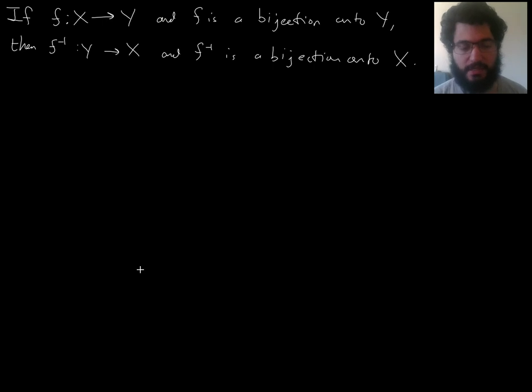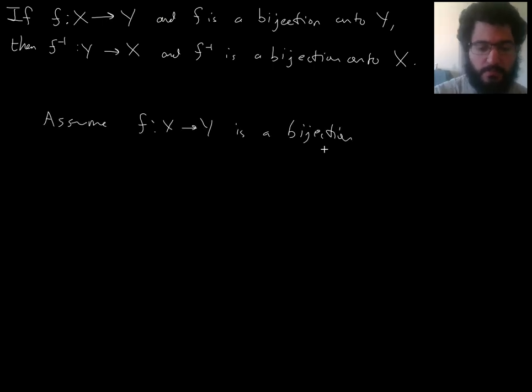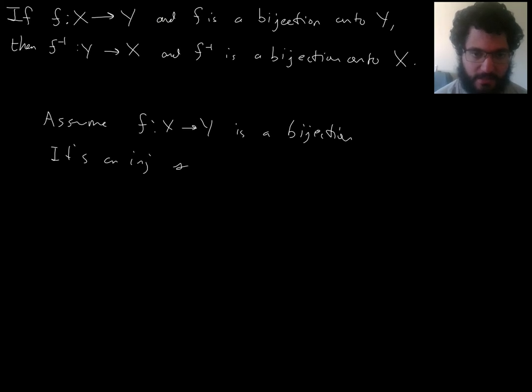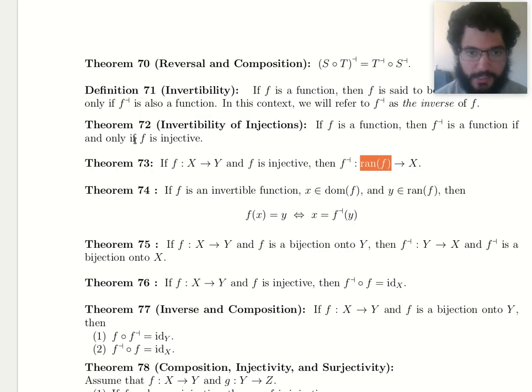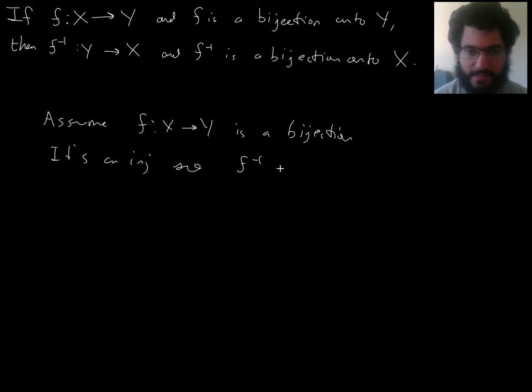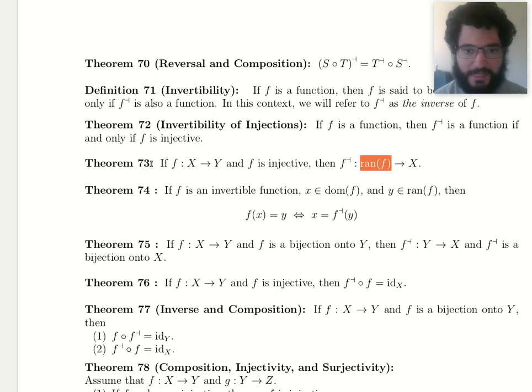So if you want to prove this, we can start by assuming we have a bijection. Then it is an injection, right? It's an injection. So then by that previous presentation problem, Theorem 73, f reverse maps the range of f to x, right? That's because that's just using this one, basically.